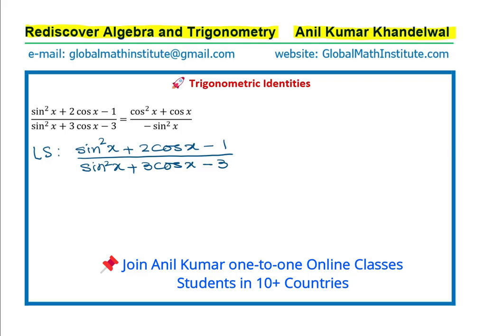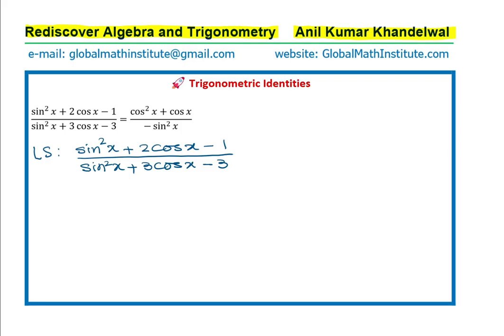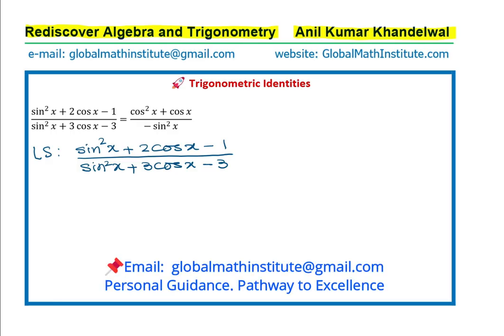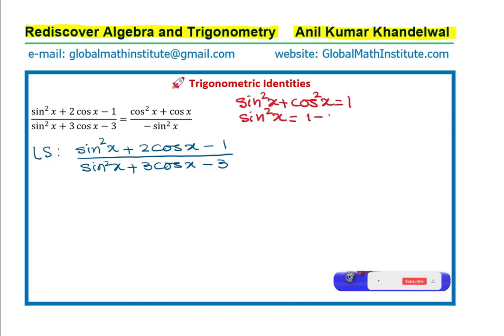What we notice is that the right hand side is practically in cosine. So it is a good practice to convert sine square x into cos square x. We can always write this as 1 minus cos square x, right? Since you know that sine square x plus cos square x equals 1. So that means sine square x is equal to 1 minus cos square x. So we are going to use that identity here, Pythagorean trigonometric identity.